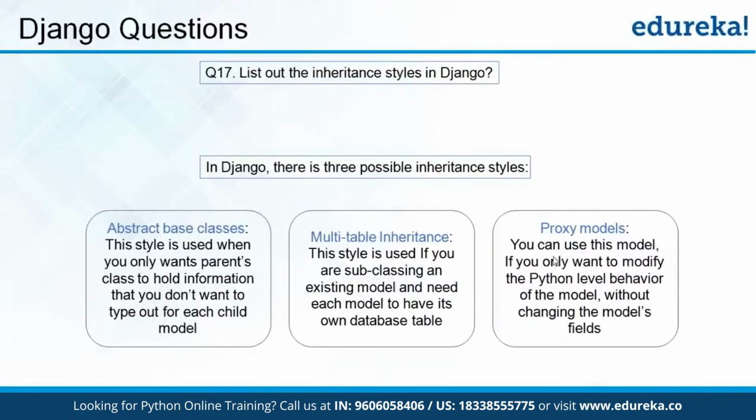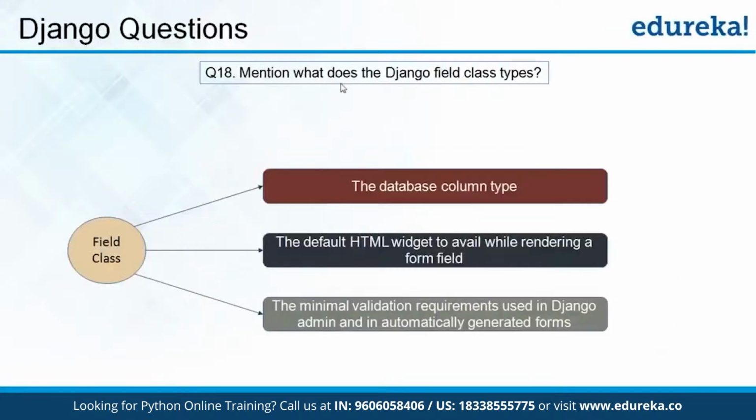without changing the actual behavior of the base model itself. That is where proxy models come into picture. Now, what is contained in a field class? So as simple as that, what is contained in a Django field class? It will contain the database column type, if it is integer, string, varchar, or anything like that.